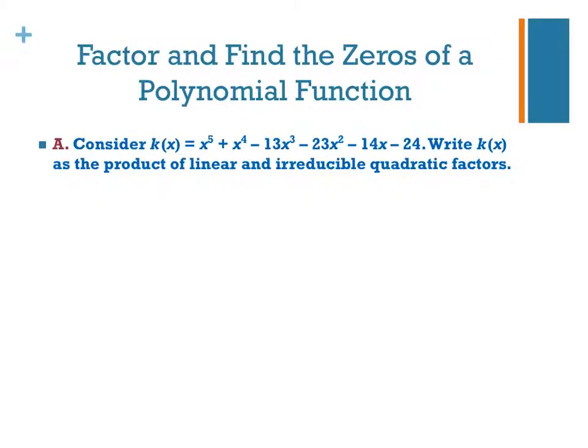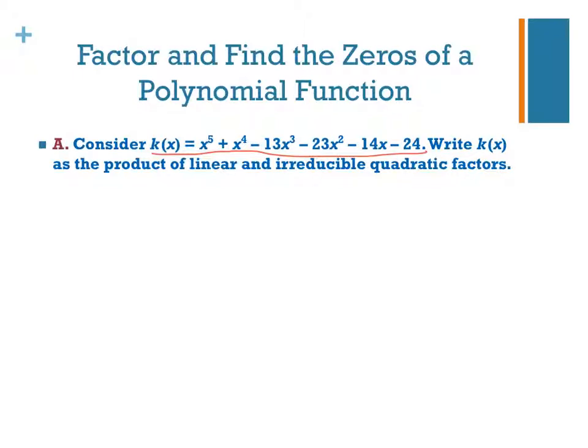Alright, so in this example, part A, we're going to consider the polynomial function k of x equals x to the 5th plus x to the 4th minus 13x cubed minus 23x squared minus 14x minus 24. And we're going to write k of x as the product of linear and irreducible quadratic factors. Now, in order to do that, we need to know what the zeros of this polynomial function are.